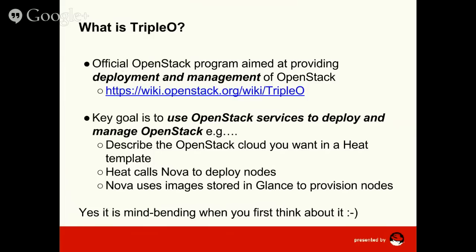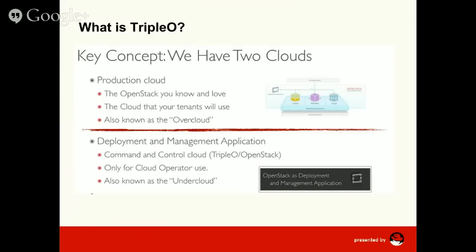So, for example, when you try and deploy an OpenStack cloud, you define that as a Heat template. You then utilize Heat to call into Nova to go and deploy the nodes that make up your cloud, and Nova will go and look in Glance to see the images that you want to actually be the fundamental underpinning of your cloud. So it is a little confusing at first. Don't worry about that. That will pass. Hopefully the next slide here will make it a little clearer.